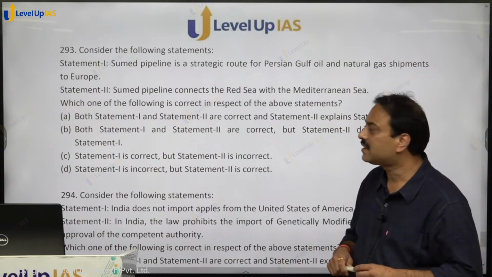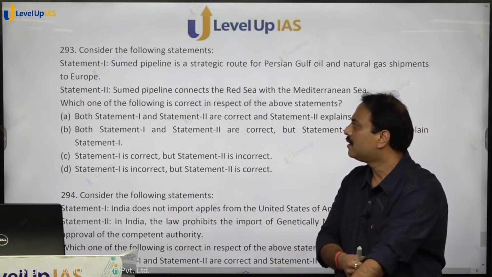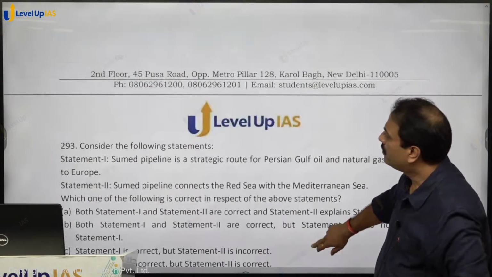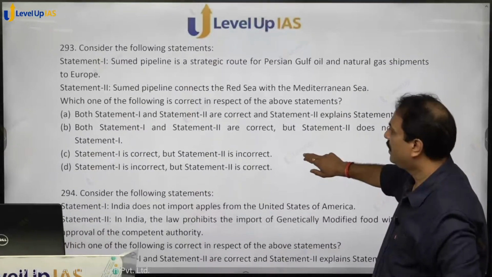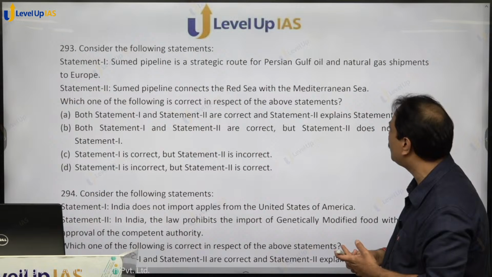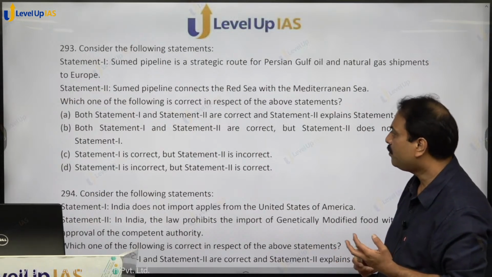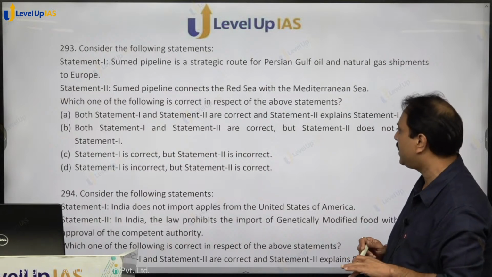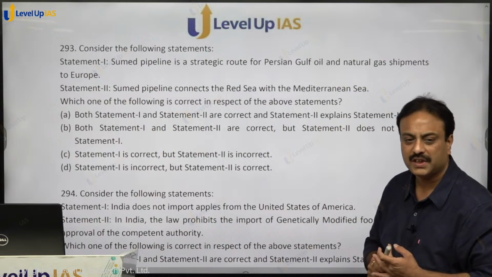Consider the following statements. Statement 1: Suez pipeline is a strategic route for Persian Gulf oil and natural gas shipments to Europe. Statement 2: Suez pipeline connects Red Sea with Mediterranean Sea. Which one of the following is correct in respect of the above statements?